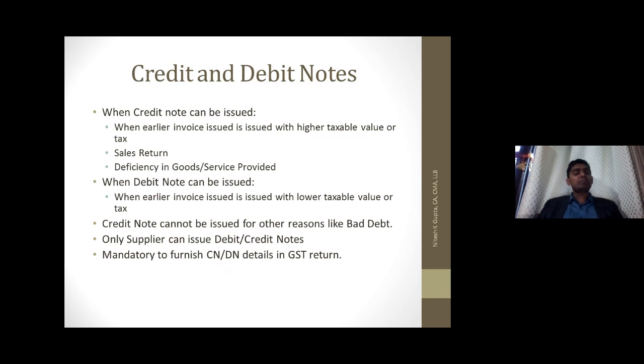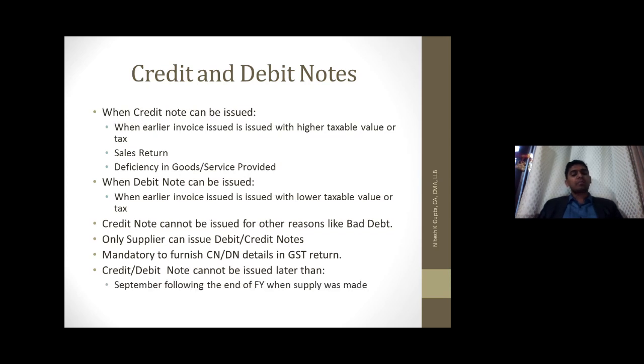It is mandatory to furnish credit note or debit note details in the GST return. And a credit note or debit note cannot be issued later than September following the end of the financial year when the supply was made. Suppose I made a supply in March 2023. I can issue a credit note up to September 2023. Suppose I made a supply in April 2022. I can issue a credit note up to September 2023. So maximum up to September 2023. I cannot issue later than that.